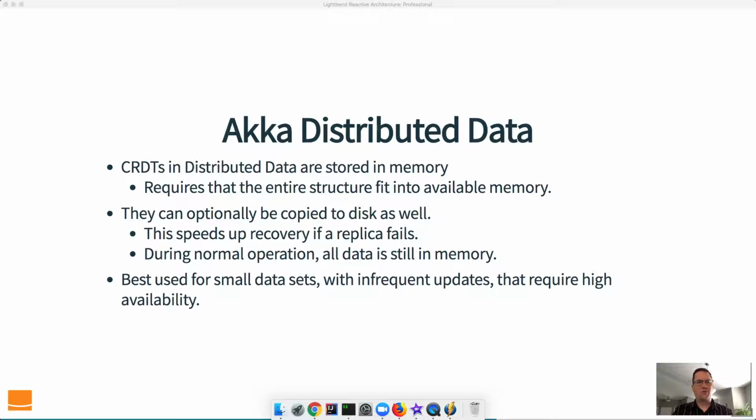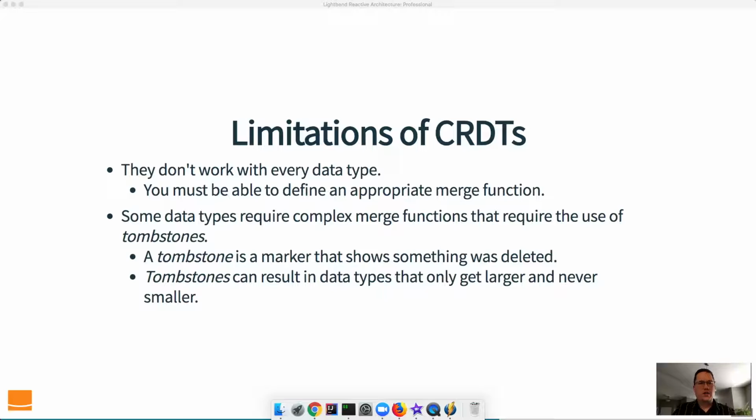Now, because of these limitations, Akka distributed data and CRDTs are best used for small data sets with infrequent updates that require high availability. So the small data sets should be pretty obvious. And the high availability should be obvious at this point. The infrequent updates are maybe a little less obvious, and so we'll get into why that's important. So why is it important that we do have infrequent updates? We're going to cover that here, but first let's talk about the data types.